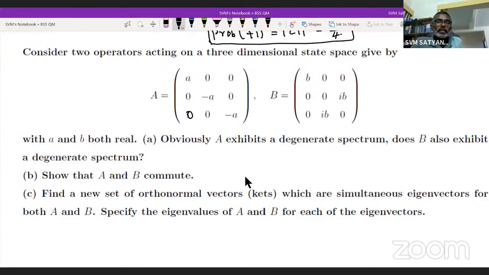So this is a diagonal matrix, right? A is diagonal. That means it is already diagonal, so we have eigenvalues. You can read out the eigenvalues. So the eigenvalues of A are A, minus A, minus A. Two eigenvalues are the same. That means what? Minus A is degenerate.